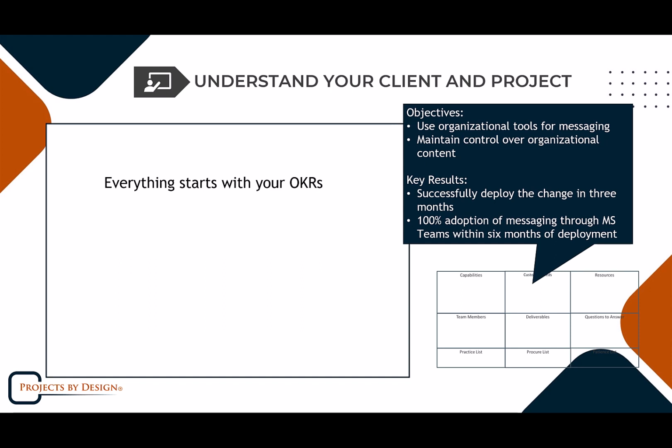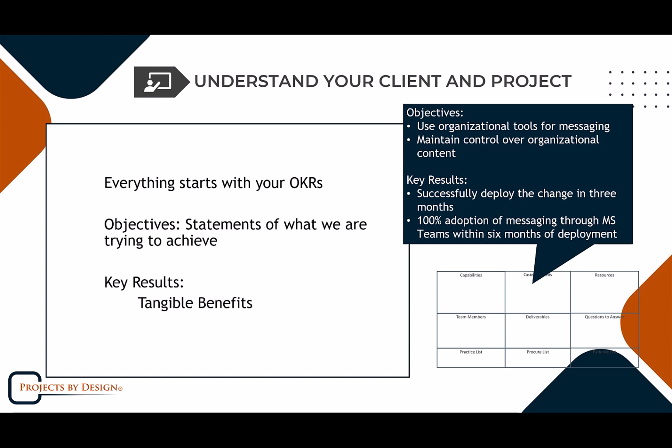The key results would be to successfully deploy the change in 3 months, and 100% adoption of messaging through MS Teams within 6 months of deployment. And again, I'm just thinking off the top of my head. And as I mentioned, this is where we do have some time-bound SMART goals so that we're not stupid, right? So objectives are statements of what we are trying to achieve. The key results include the tangible benefits and the intangible benefits, right?